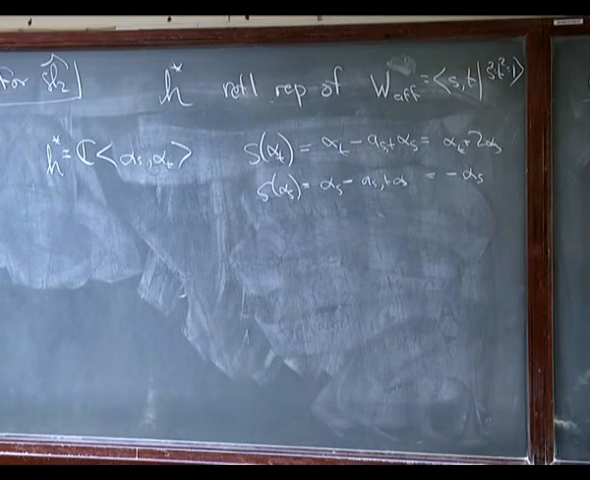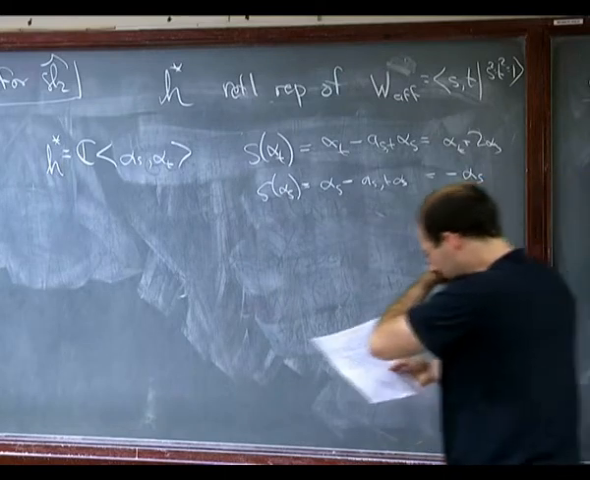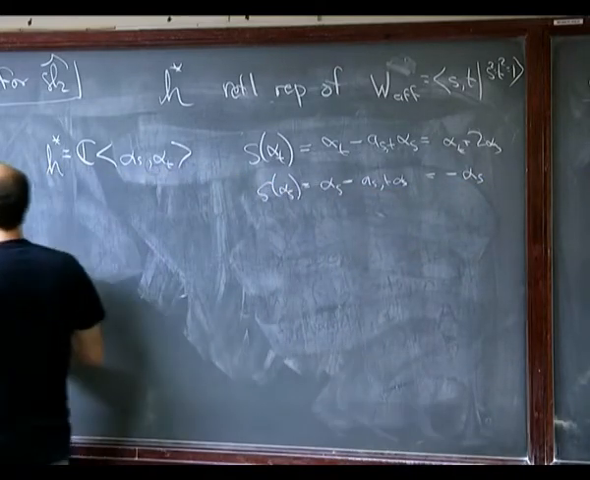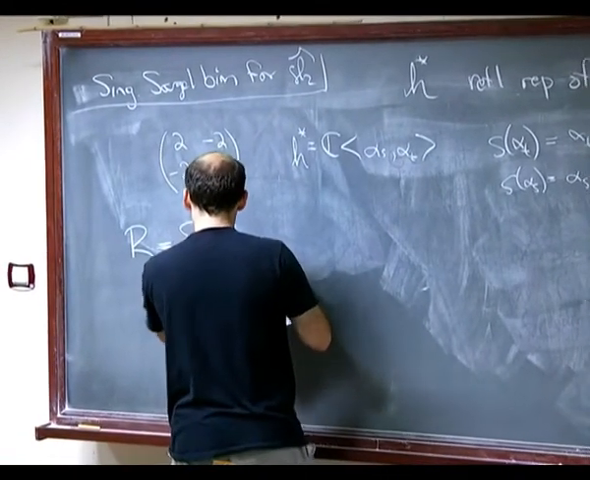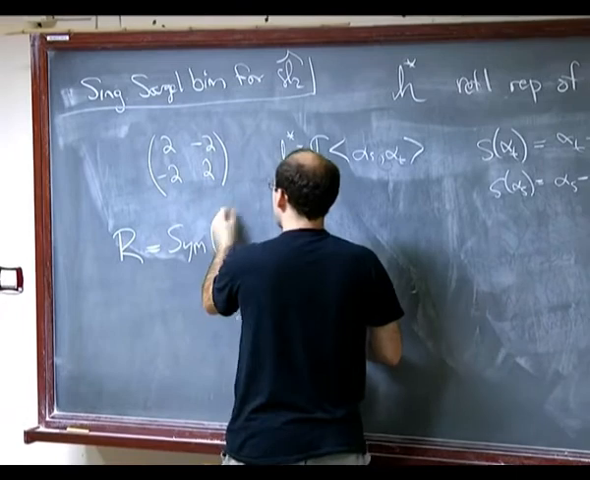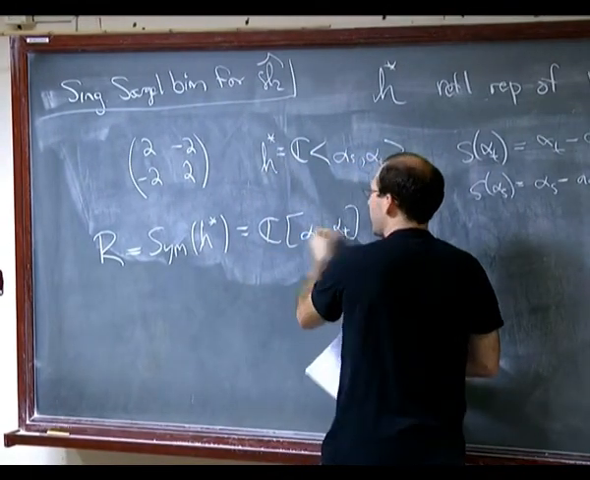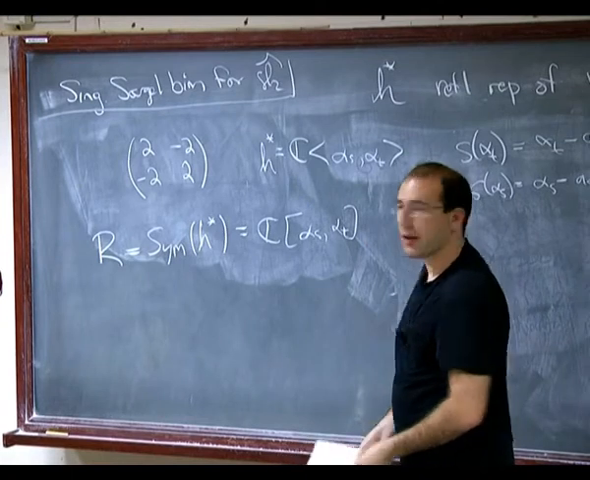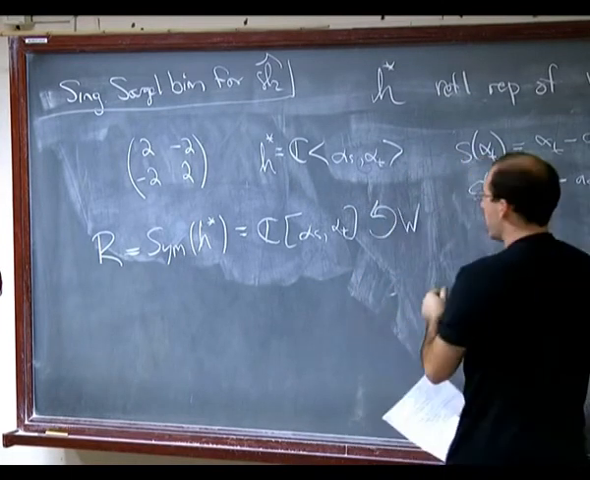So this is the reflection representation. The formulas for t are exactly the same. So very, very explicit. We're going to let R be polynomial functions in these guys. So this is just a straightforward polynomial ring on two generators. Nothing fancy. But the point is that it has an action of this group.